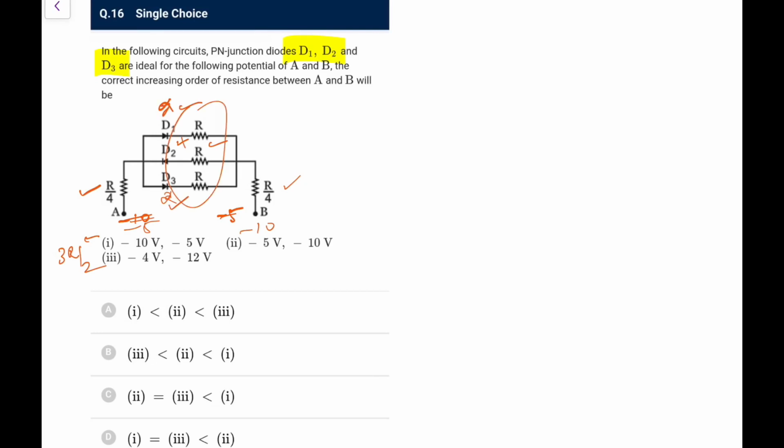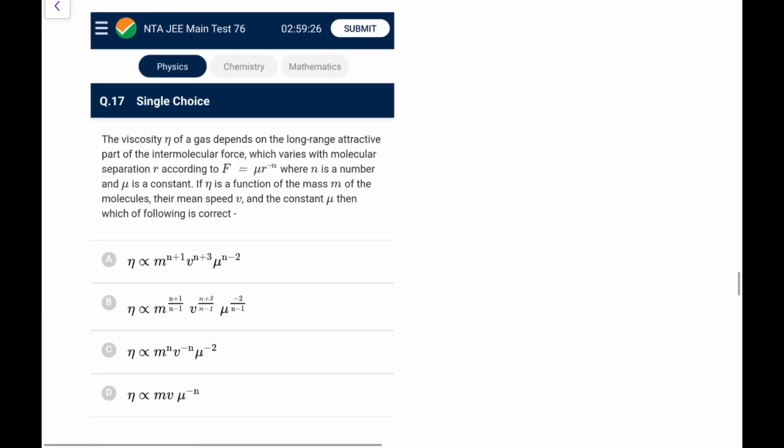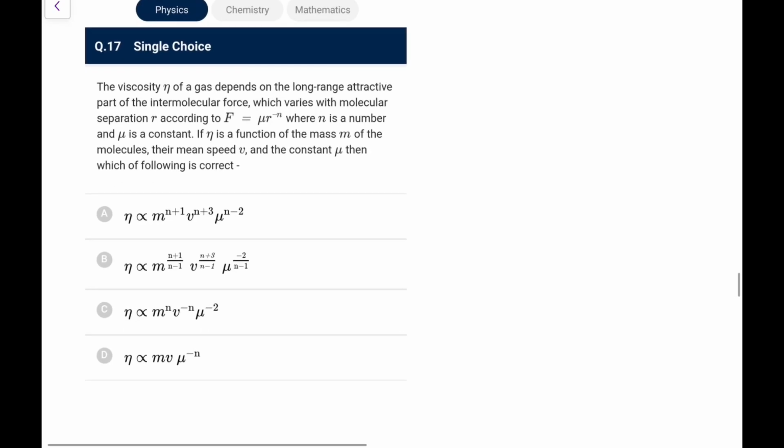So it would be parallel, R by 2. So R by 2 plus R by 2 is R. And minus 4 minus 12, it will be again R, because it is the same thing. So you have the minimum in the case of 2 and 3. So the increasing order would be 2 equal to 3 less than 1. So, see, it's an easy one, but asked in a very smart manner.